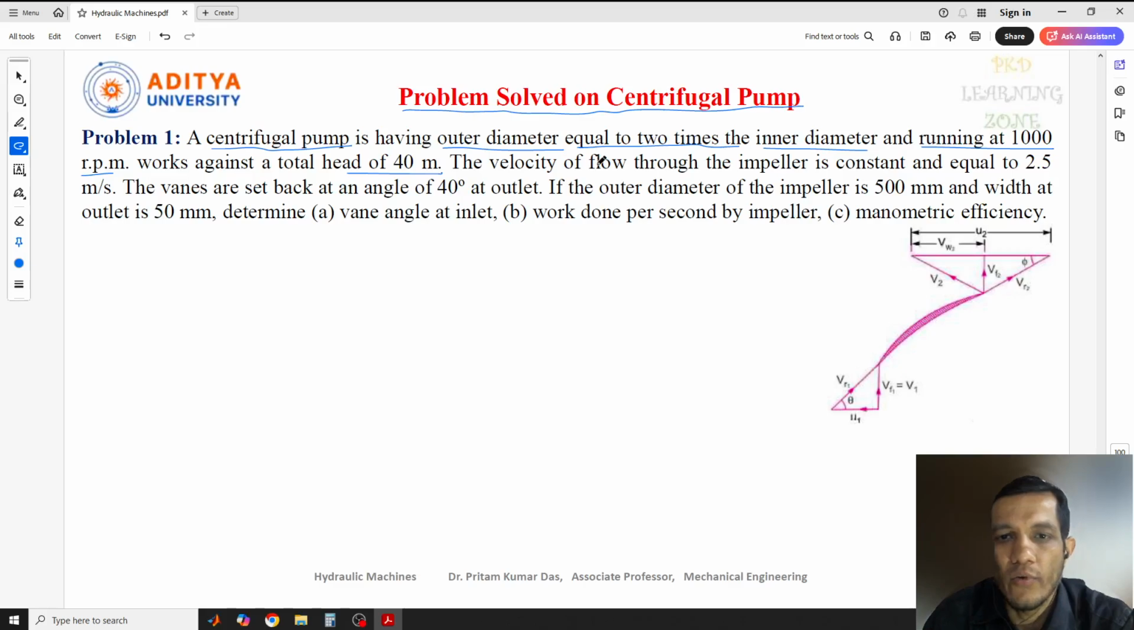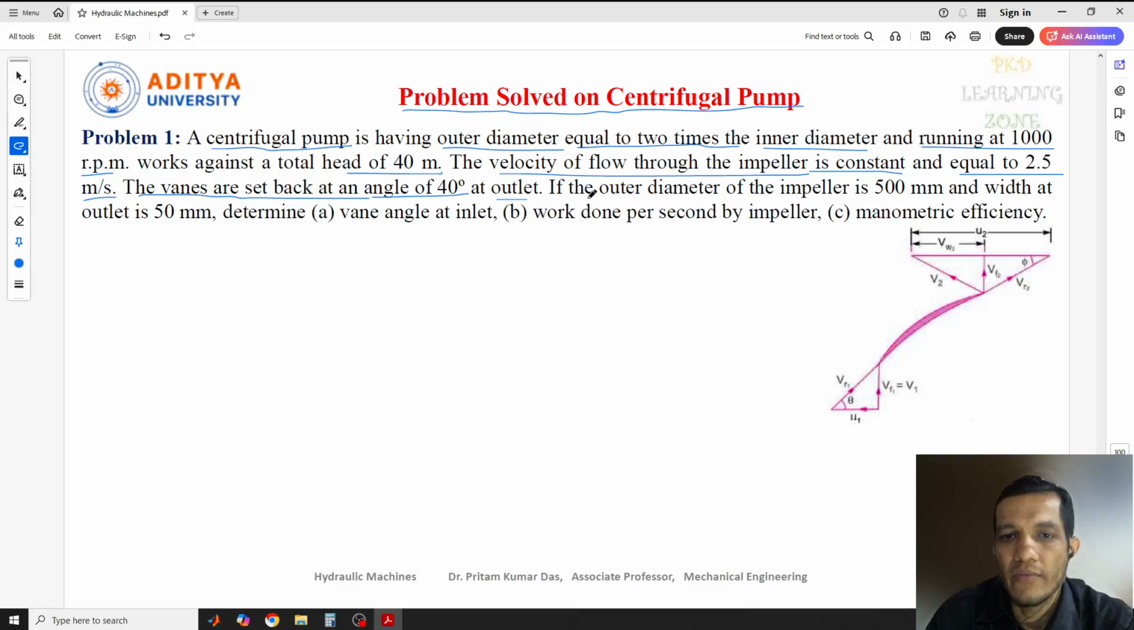The velocity of flow through the impeller is constant. Vf1 is constant and equal to 2.5 meter per second. So this is the velocity of flow, that means Vf1 and Vf2 both are equal here. And the vanes are set back at an angle of 40 degree at outlet condition.